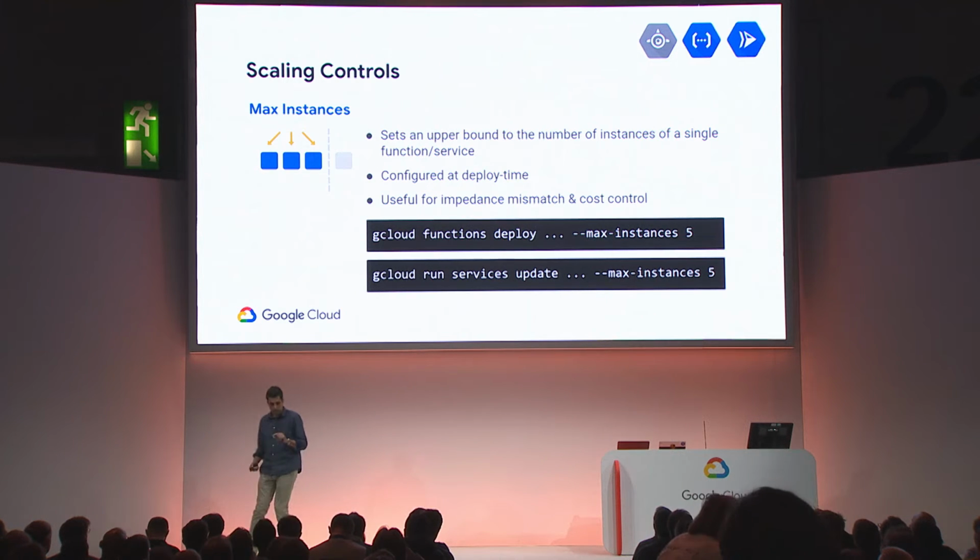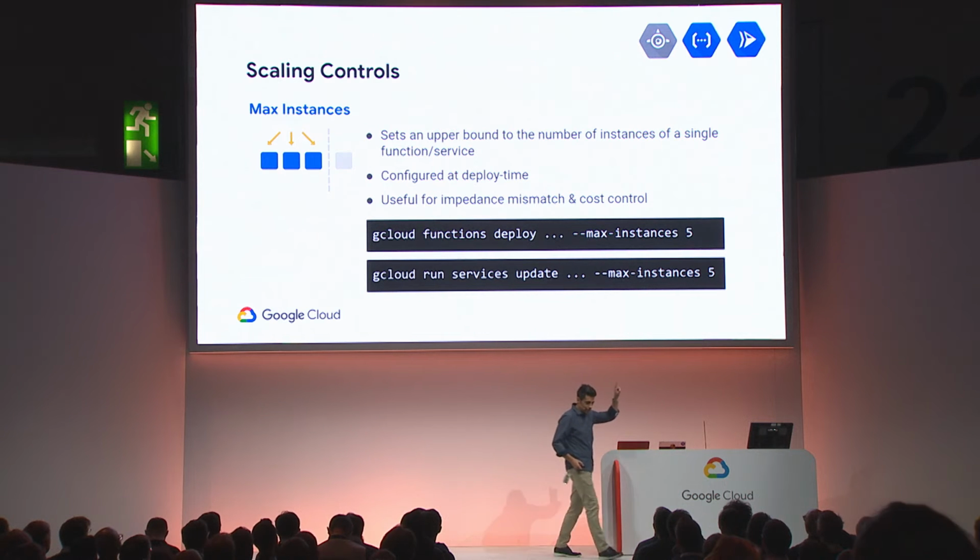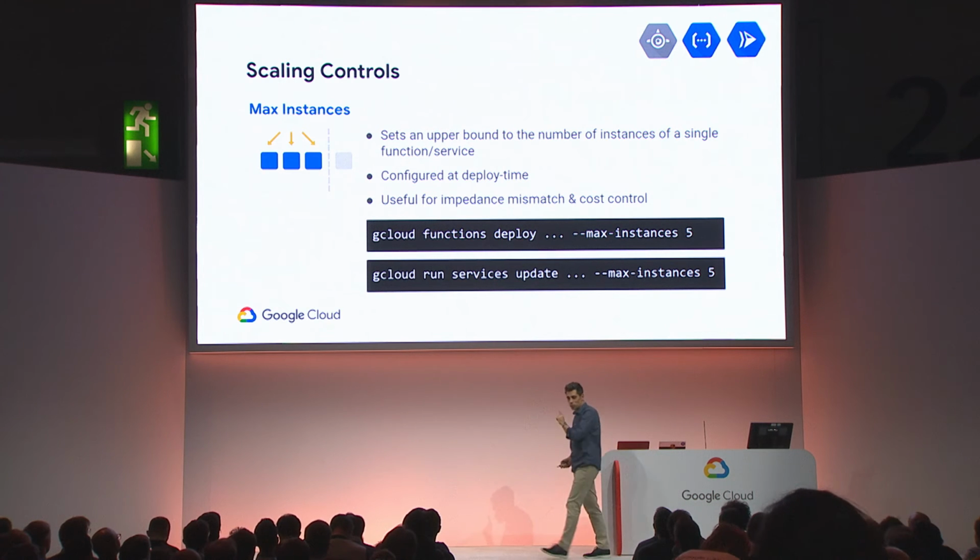OK, first feature. At the top right-hand corner there, I have a little hieroglyphic code system that just tells you which of the 3 products I mentioned this feature applies to. So this has been in App Engine for a while, but it's not new, so that's why it's grayed out. It's new for Cloud Functions and for Cloud Run. Scaling controls, maximum instances. It's great to have auto-scaling, so we'll scale up to thousands of instances, and time permitting, Ben will show you a demo of that.